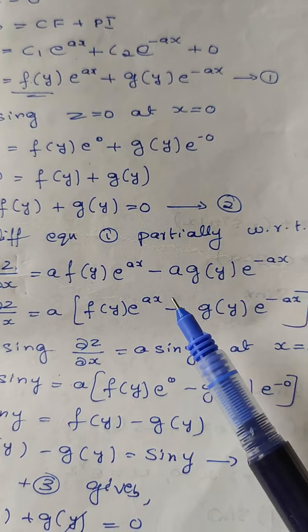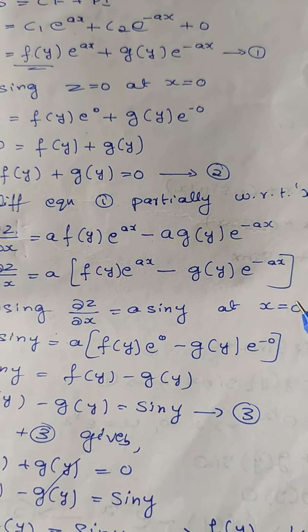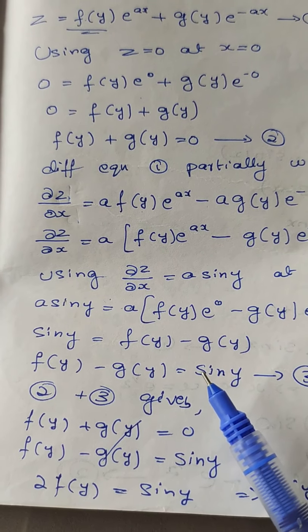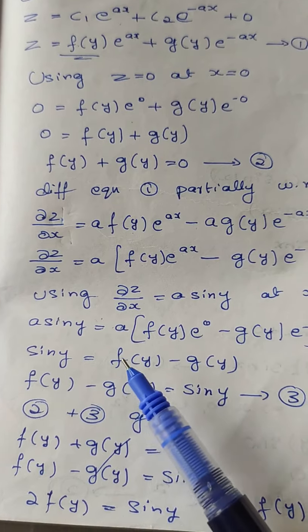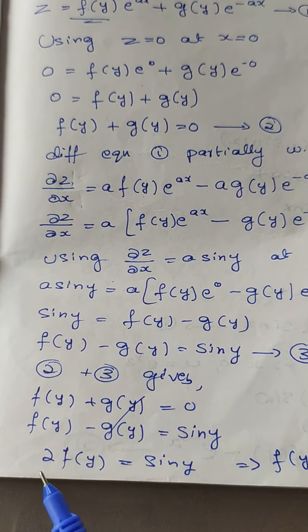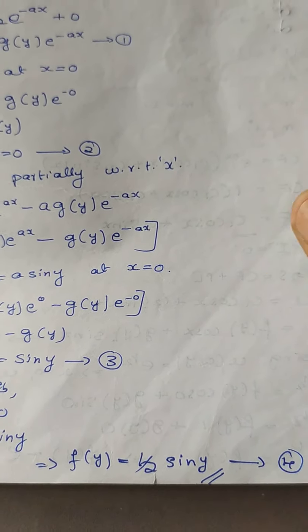A into f of y e power x minus g of y e power minus x. Now apply the conditions. After applying the condition, we get f of y minus g of y is sin y. Now, by using these two equations, solve for f of y and g of y. If we add them, we get 2 f of y is equal to sin y, and f of y is 1 by 2 sin y.